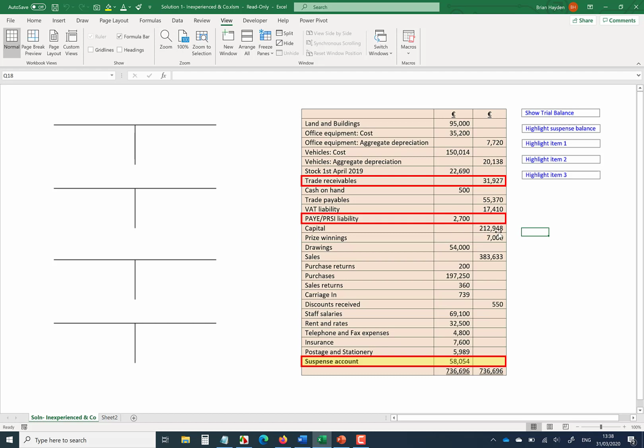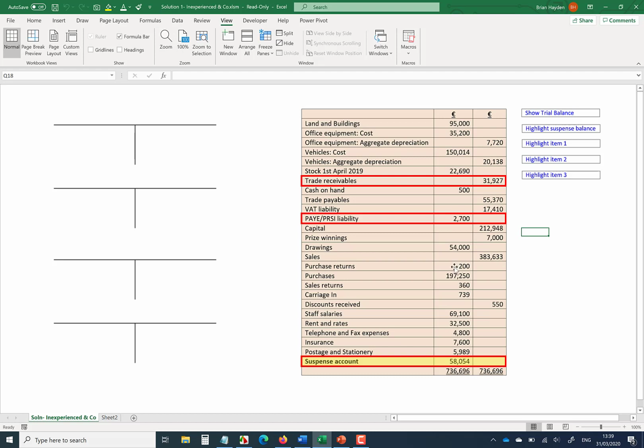That's a problem for us to address. Capital is its own category. So CLIC, out of the mnemonic DEAD CLIC. So C, credit for liabilities, income and capital. That's okay. Prize winnings, that's like capital introduced. Okay, so it is correctly on the credit column. And drawings, okay, they're their own category, debit for expenses, assets and drawings, so that's correctly on the debit column.